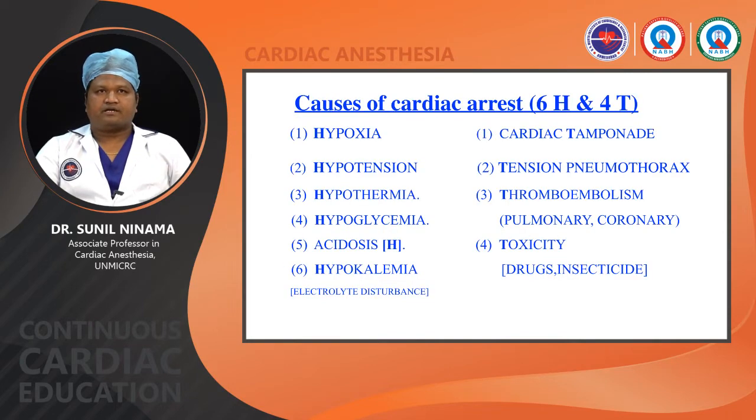The causes of cardiac arrest are the 6 H's and 5 T's. There is hypoxia, hypotension, hypothermia, hypoglycemia, acidosis, or maybe hypo- or hyperkalemia. While in the other group there is cardiac tamponade, tension pneumothorax, thromboembolism, pulmonary and coronary, or toxicity of drugs or overdoses of the drugs.